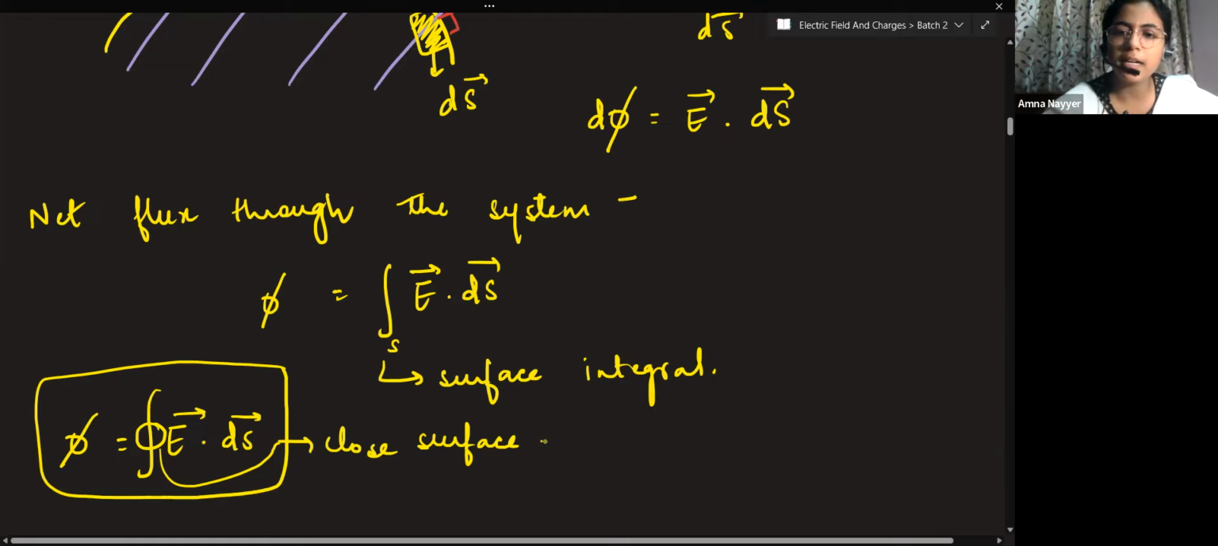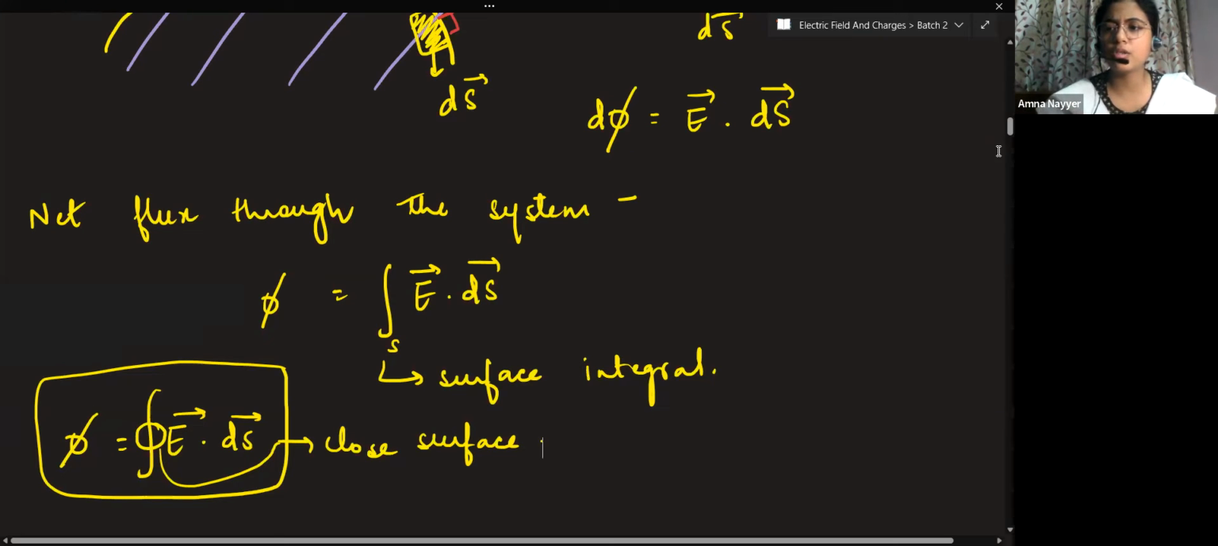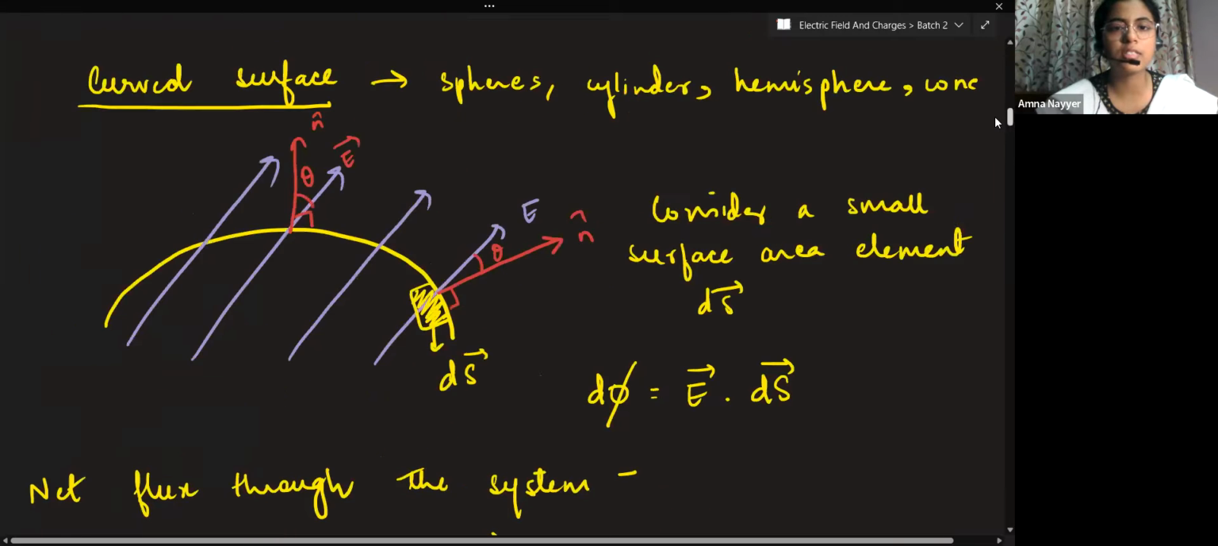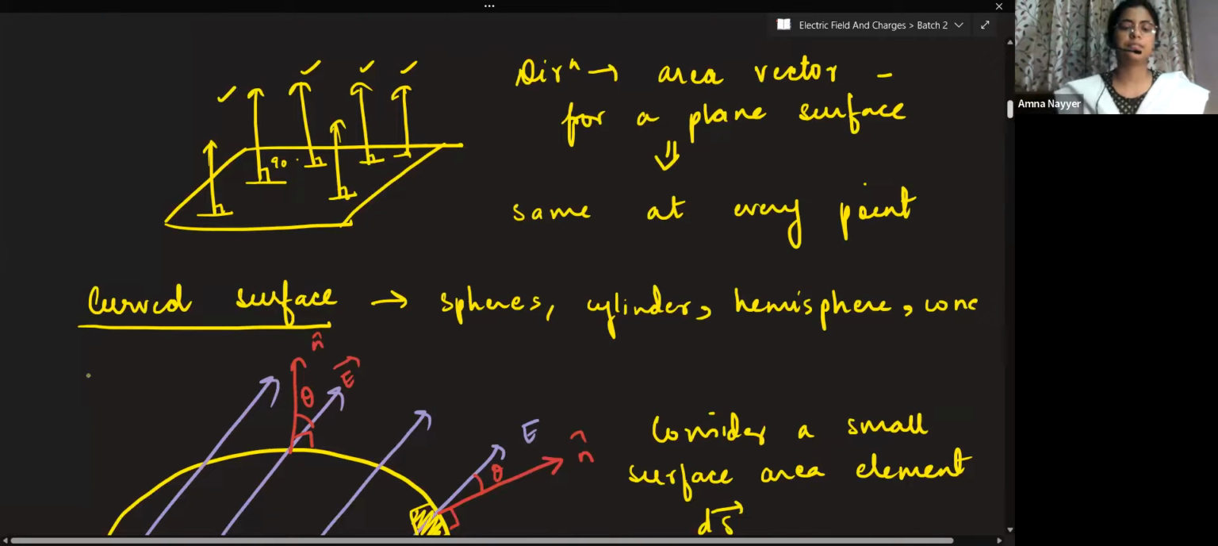Now here we'll be practicing questions. Everything will be the same, the way you have done your integration. All right, so just note this down as well for curved surface and the direction of area vector. Then we'll do questions on this.